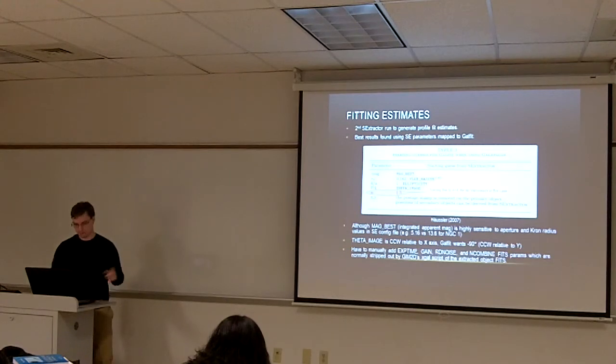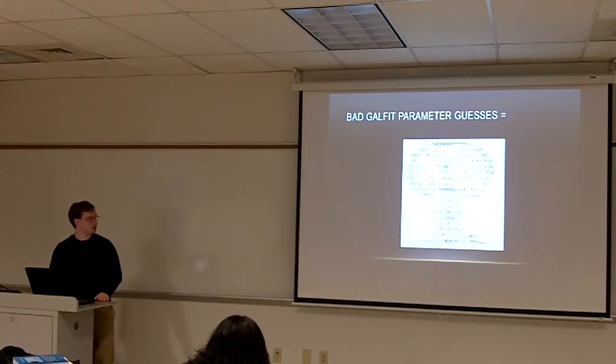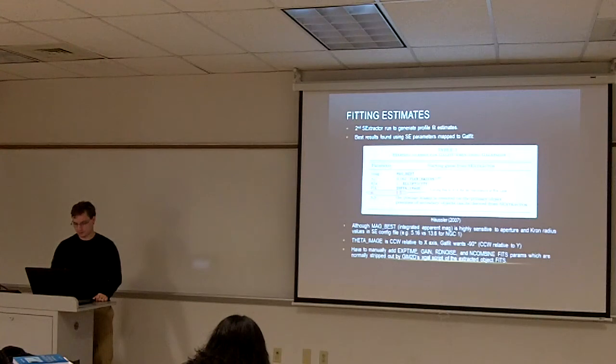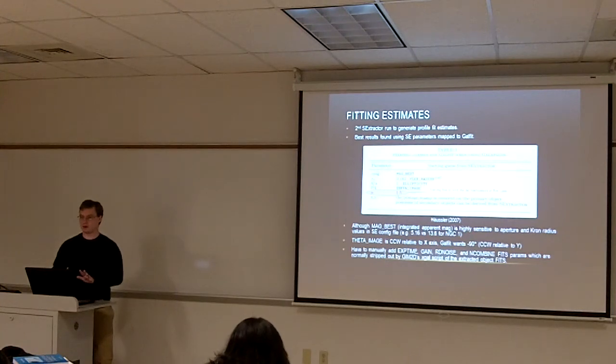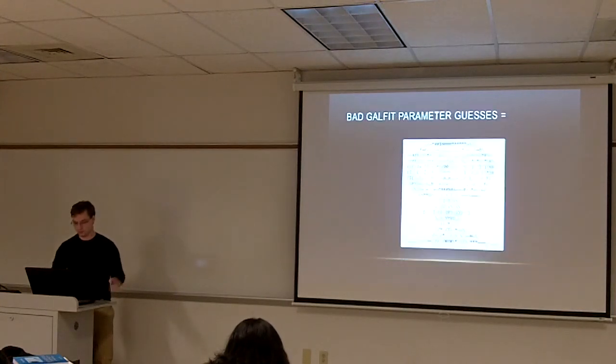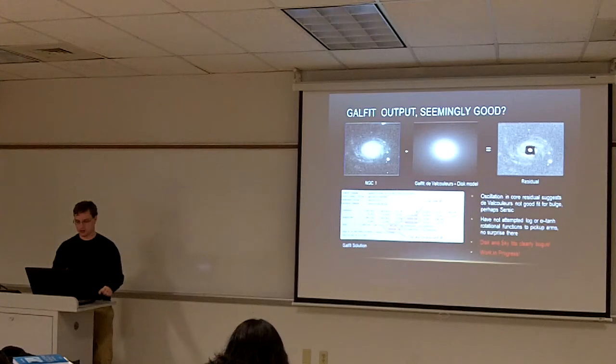I then put that information into GALFIT the first time, and it gave me this. So I crashed. It turned out that the theta image needed to be 90 minus that, otherwise it crashes. So once that's done, I then get this. So this is NGC1. This is my first fit, and the error values just didn't make sense.